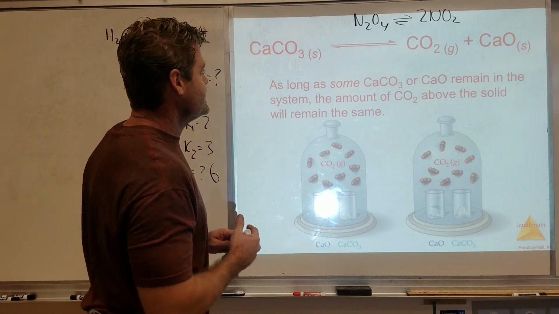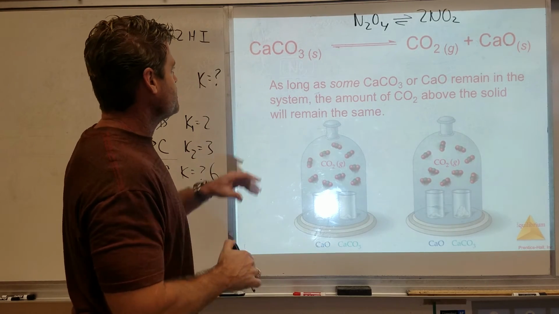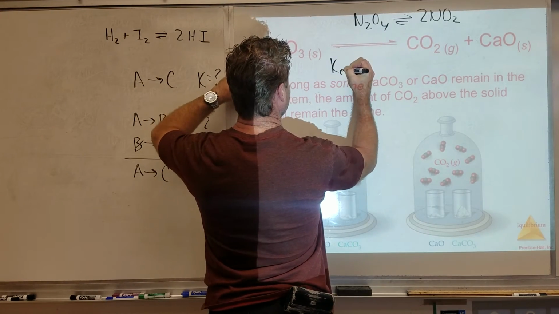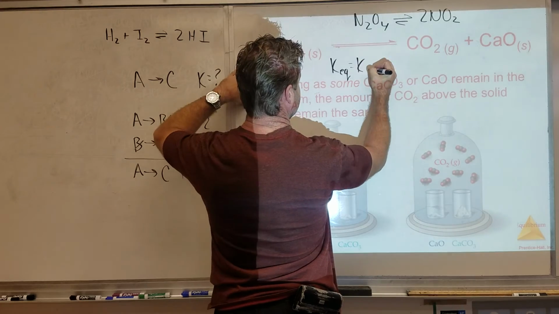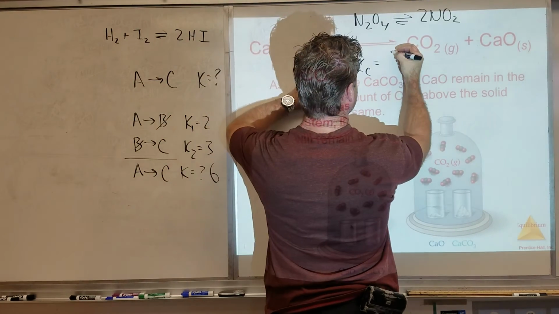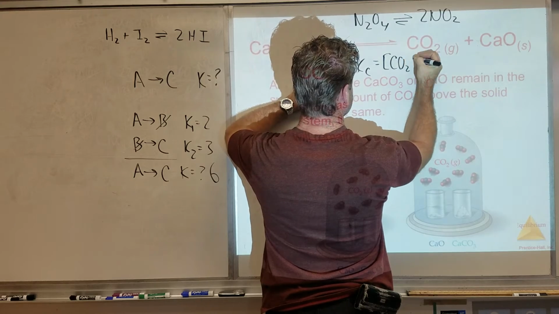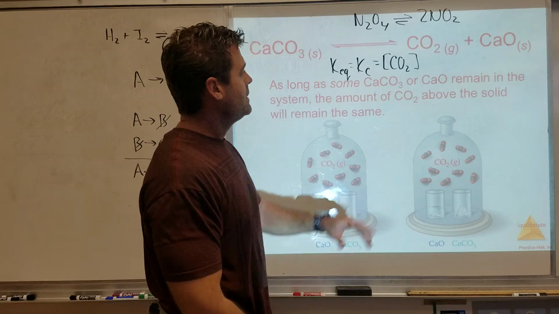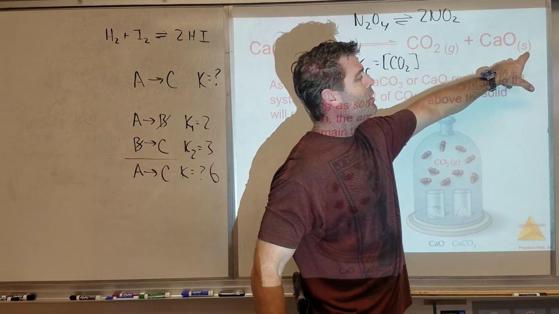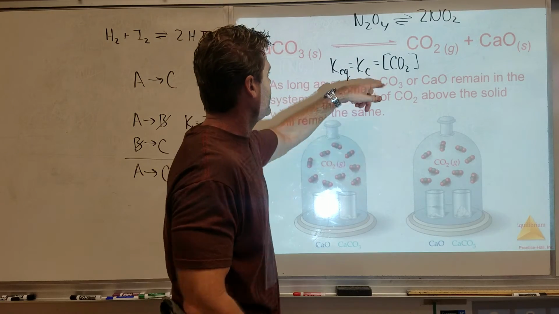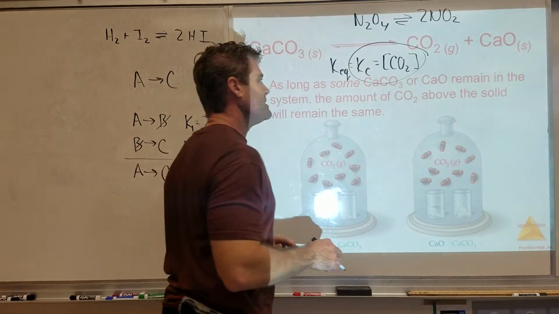In fact, you can see that when you do the equilibrium expression. If I do the equilibrium expression for this, I'm going to put Keq, or you could call it Kc because we're dealing with concentrations, either one, equals the concentration of CO2. And what else do I put? Times the concentration of CaO? No, because that's a pure solid. Over the concentration of CaCO3? No, because that's a pure solid. What's the equilibrium expression? It's just right here.